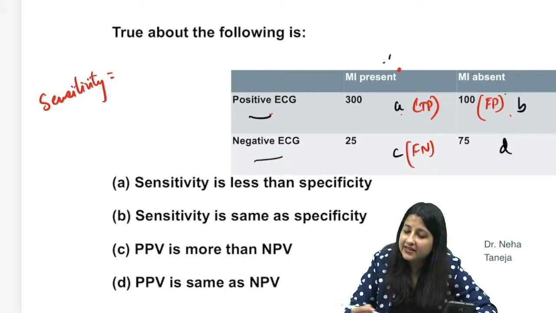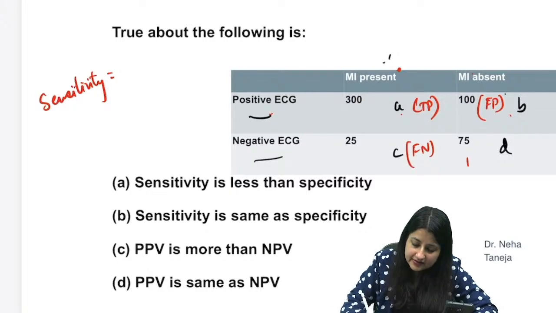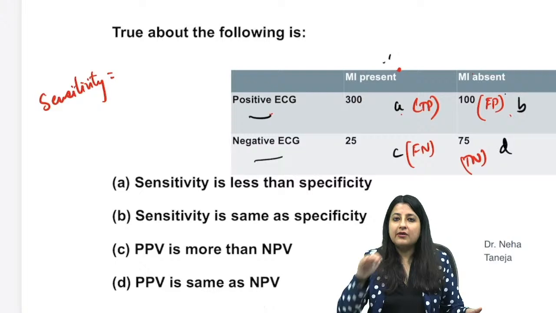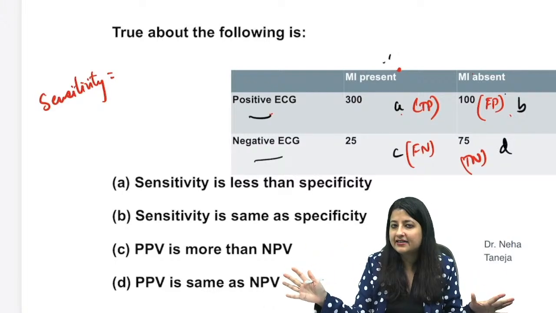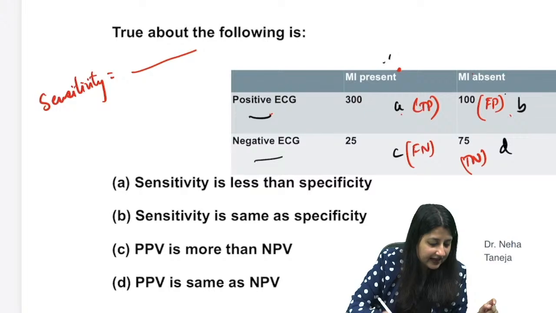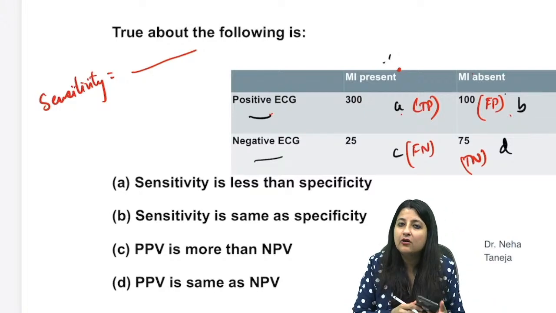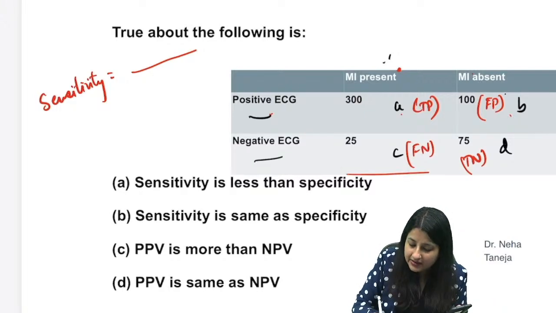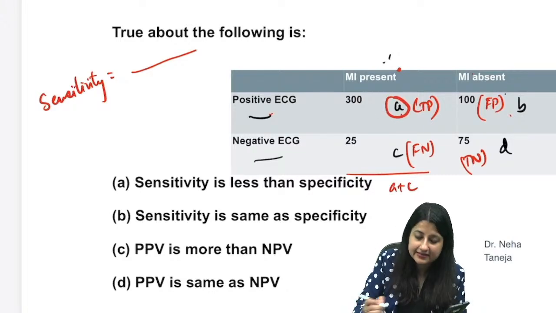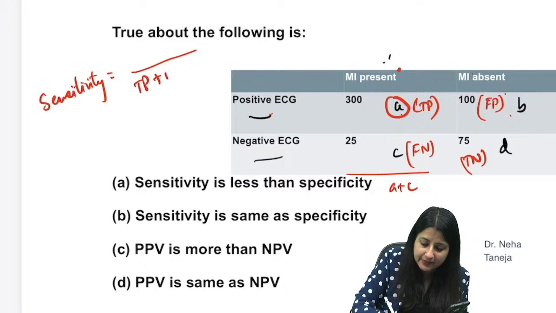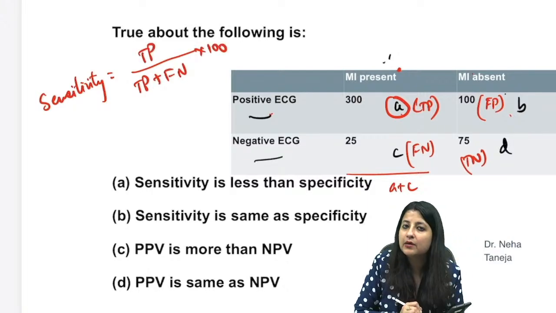MI is absent and ECG also came negative. So, what is this, everybody? True negative. Now, in the first row, you have all positives. In the second row, you have all negatives. Now, what is sensitivity? Ability to identify correctly all those who have the disease. So, how many people have the disease over here? A plus C. Gold standard would have found out A plus C and screening test in A. That means TP plus FN. Out of that TP. Everywhere you will multiply with 100.